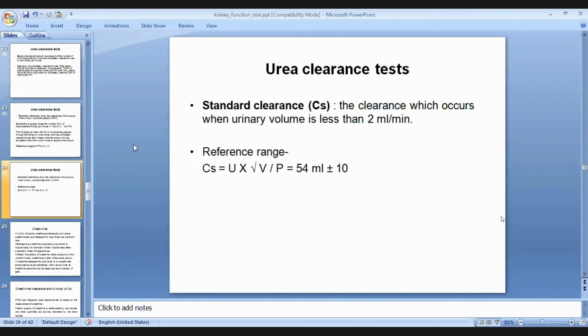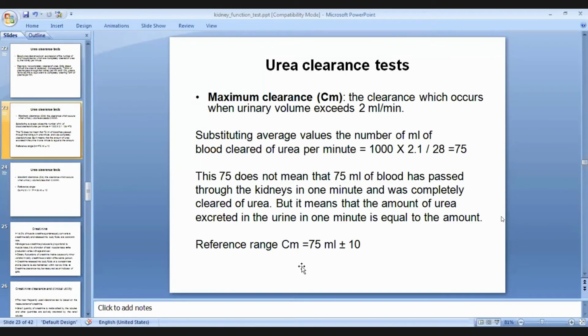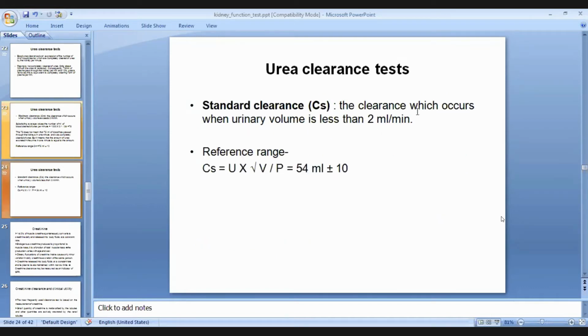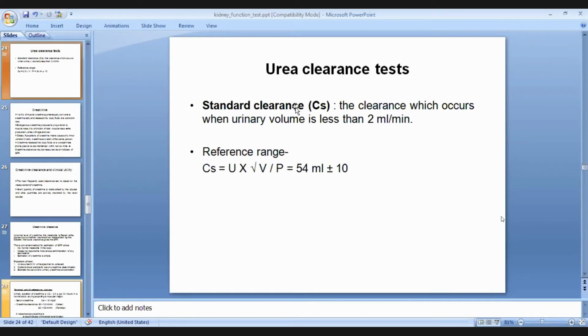About standard clearance: it is the clearance which occurs when the urinary volume is less than 2 ml per minute, and the formula for this is U times the square root of V, by P. Okay, 54 ml plus or minus 10. So this is for standard urea clearance. In standard clearance the formula is slightly different, and this condition applies when the urinary volume is less than 2 ml per minute. In that case there is the square root of the volume, the other parts of the formula being the same: square root of V by plasma concentration. So the range is around 54 ml plus or minus 10.